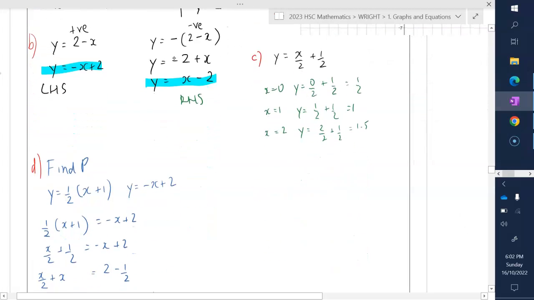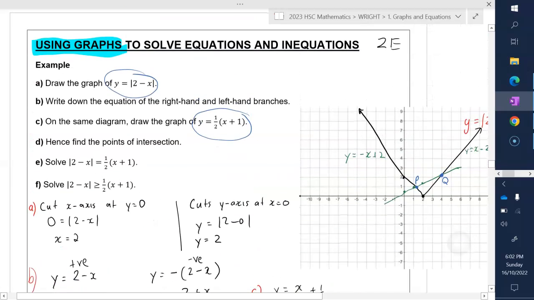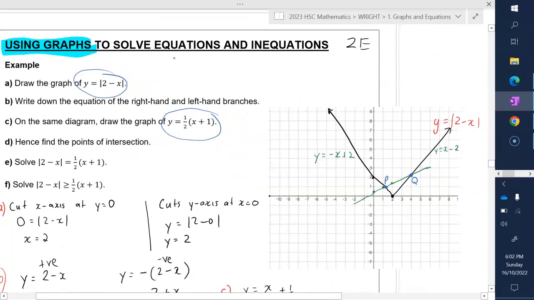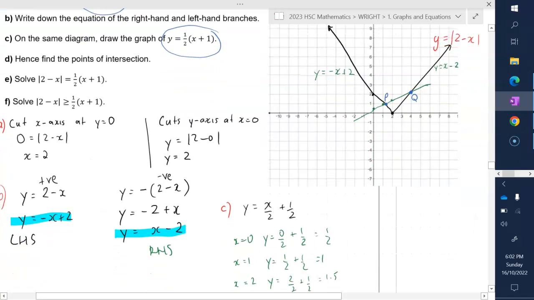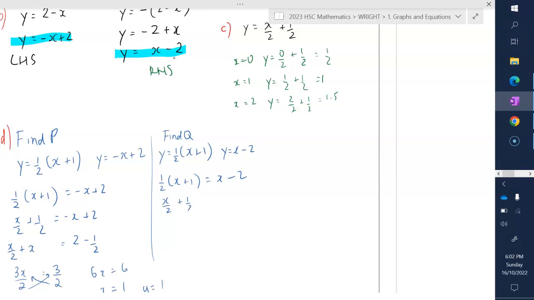Okay, let's find our next point. Let's find Q. So we've still got our line y equals a half x plus 1, but we're looking now at finding the solution with the right-hand side of our absolute value. And the right-hand side was y equals x minus 2. So let's solve that. We've got a half x plus 1 equals x minus 2. Let's open our brackets. X over 2 plus a half equals x minus 2.